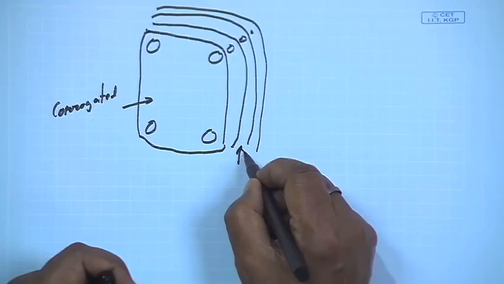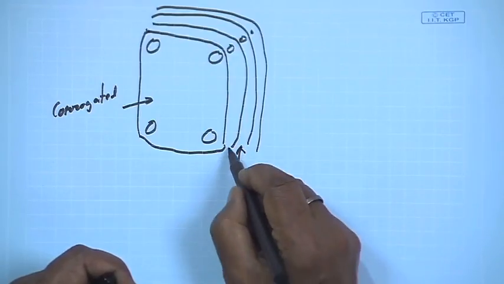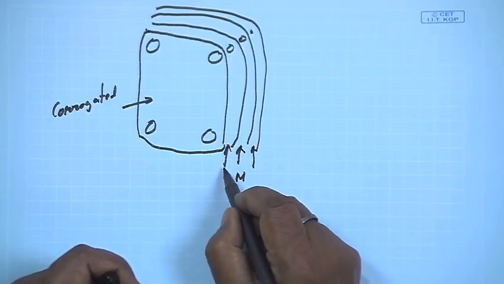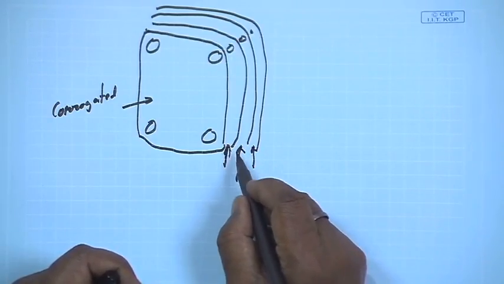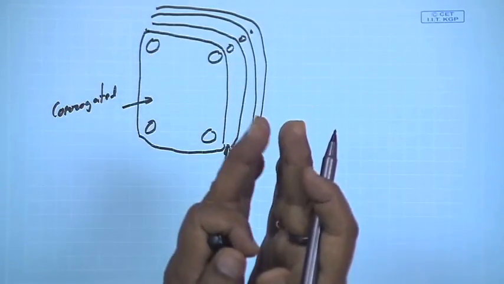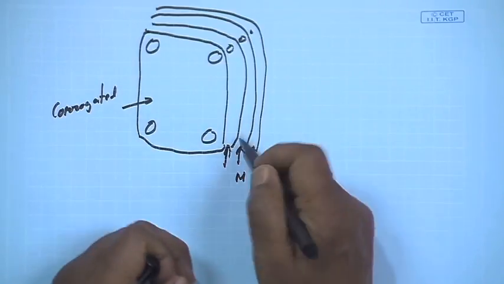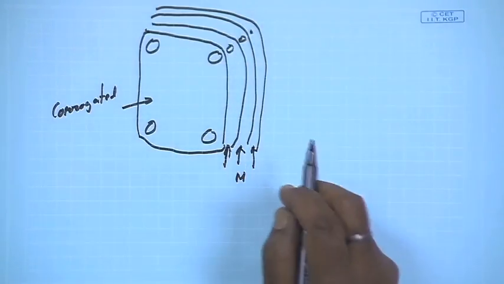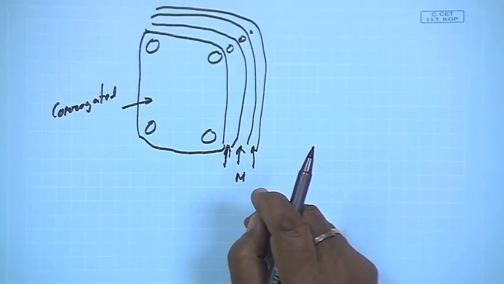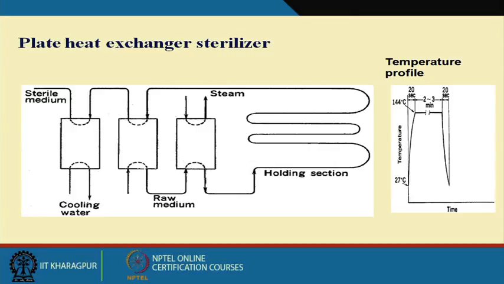Suppose you are passing your media here, and you are passing your hot steam, or hot media, through this. When you pass this, the plates come in contact with each other, and then it will heat your desired media and take it out from this particular sterilizer. So all these plate heat exchangers are similar, parallel, and the plates are bunched together. Several plates, maybe 50, 100 plates, are bunched together.